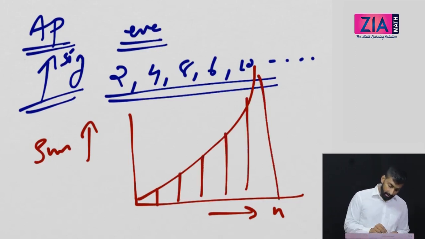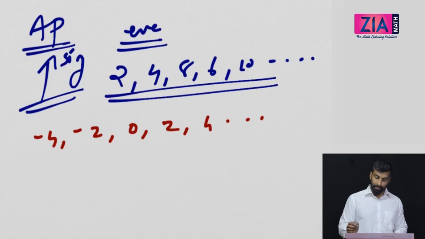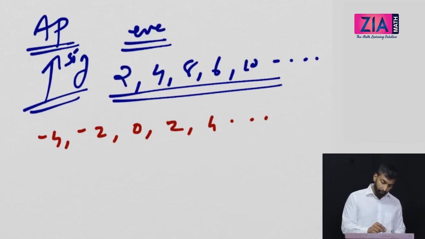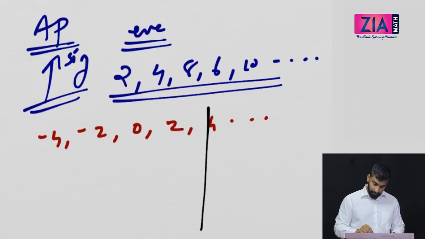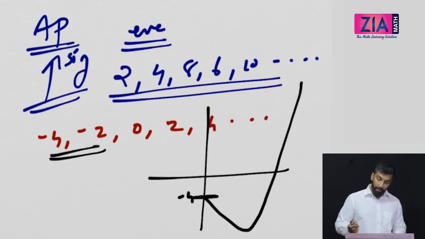Starting with positive, right? Now what about an increasing AP which is starting with a negative number, like let's take minus 4, minus 2, 0, 2, 4, etc.? How will it look if you plot it on a graph? It will start from negative, go further negative, then come back. Why? Because if you take the first term, this is minus 4, then minus 4 minus 2 is minus 6. Then if you add 0, again the same. Then you add 2, it becomes minus 4 again. Then you add 4, it becomes 0. Like that it will go.